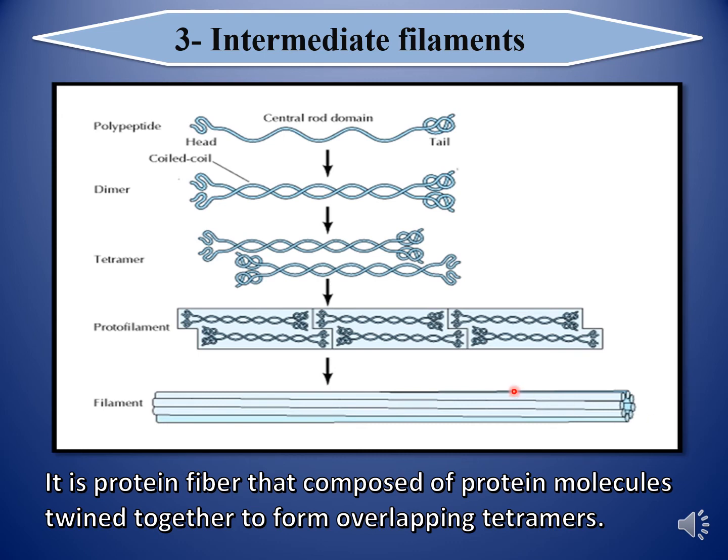Intermediate filaments. They are protein fibers that are composed of protein molecules that twine together to form overlapping tetramers.